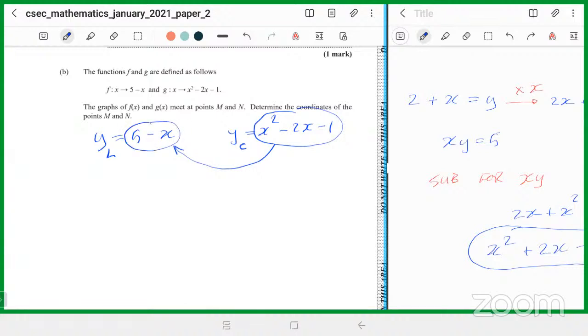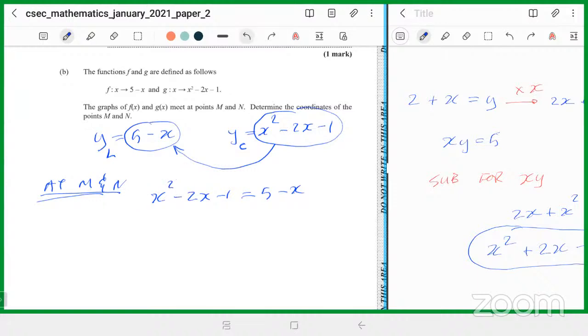So I'm going to say at m and n, this thing becomes equal to that thing. x squared minus 2x minus 1 becomes equal to 5 minus x. It's a quadratic equation, guys. Just set it in a basic form. You have to transpose it into standard form, so transpose these over to this side and make it equal 0.